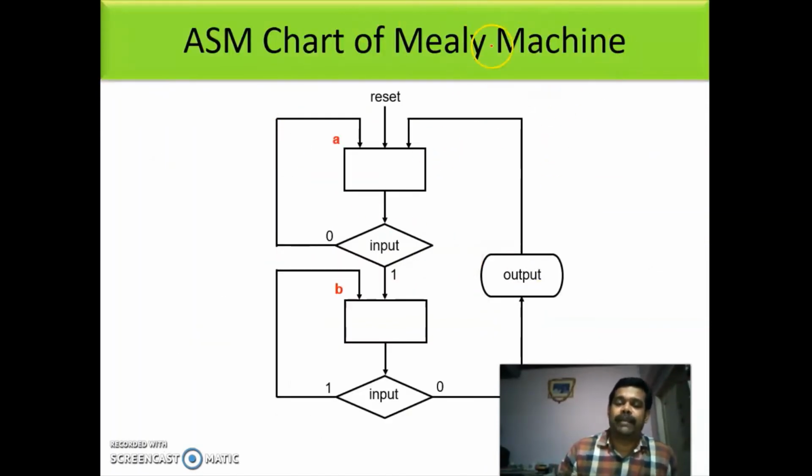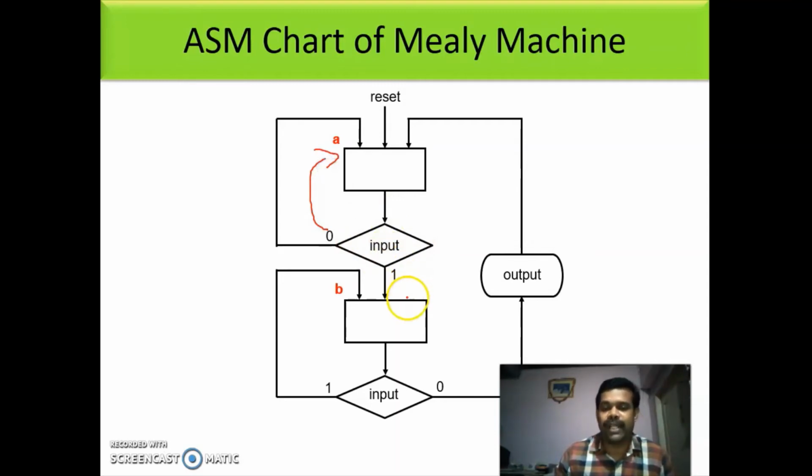ASM chart for Mealy. Now you are in state A, you are checking the input. If it is 0, you are in the same state. If it is 1, you are going to the next state. From the next state, again you are checking. If your input is 1, you are coming to the previous state. If it is 0, you are coming to the initial state A.